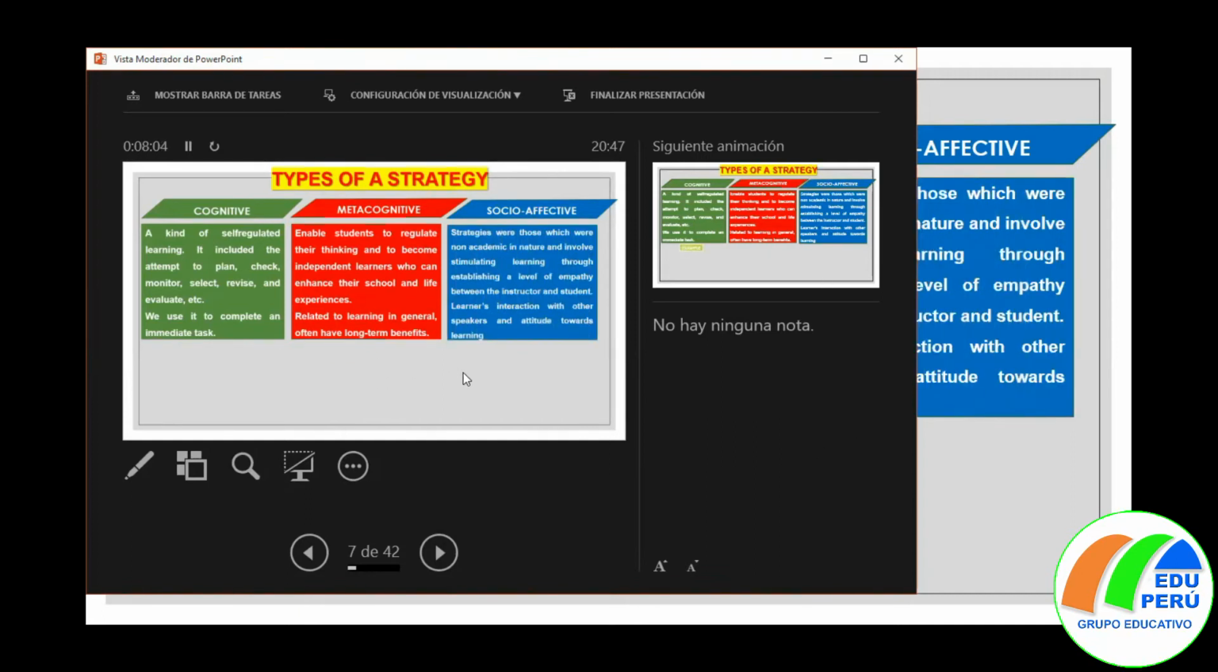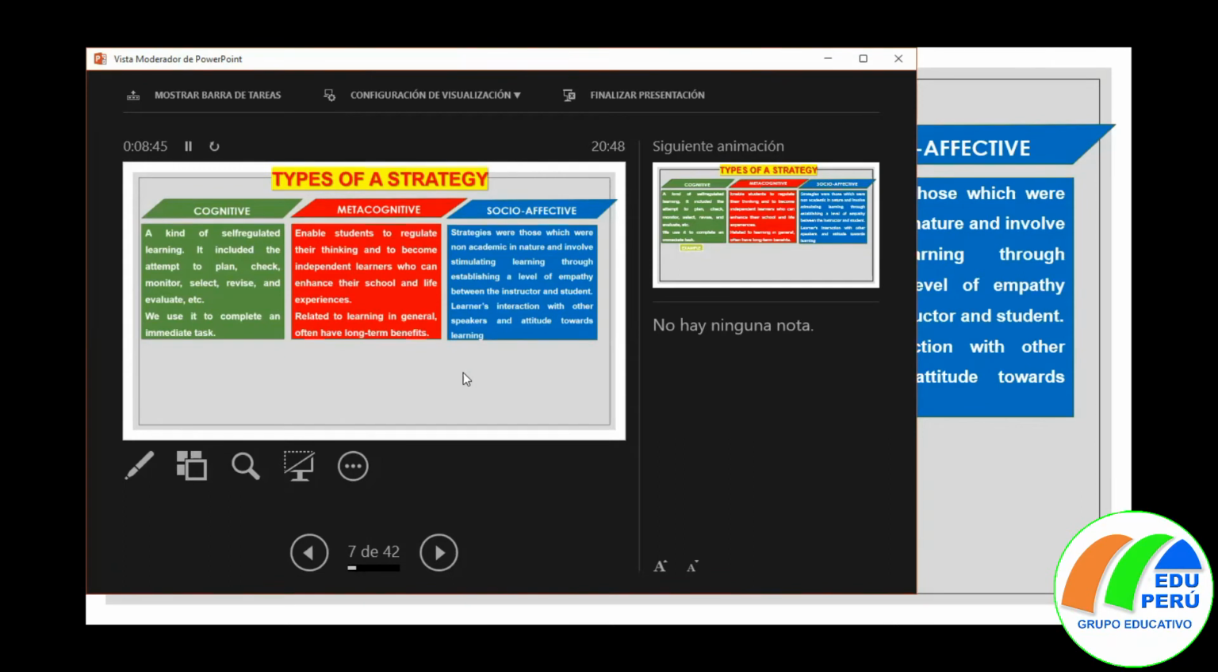It's related to this, non-academic. Notice cognitive and metacognitive. Mostly cognitive is related to academic aspects. Metacognitive includes cognitive, but the socio-affective is mostly non-academic. Strategies were those which were non-academic in nature and involve stimulating learning through establishing a level of empathy. As Abraham says, we need to have empathy between the instructor, the teacher, and a student.